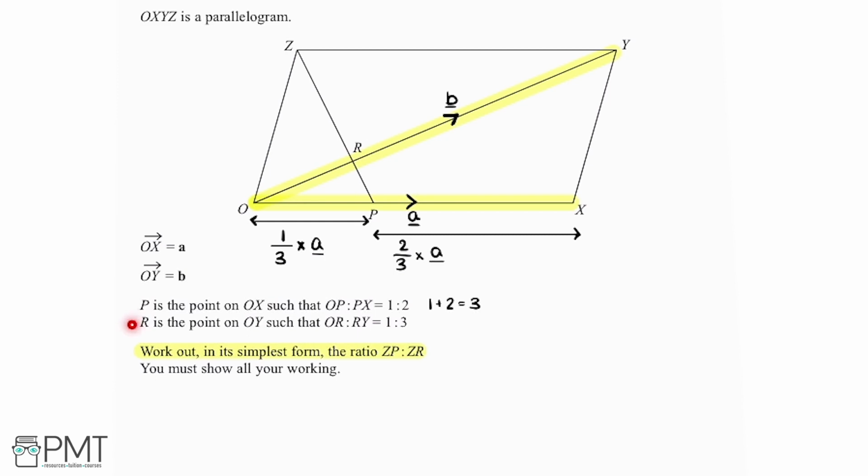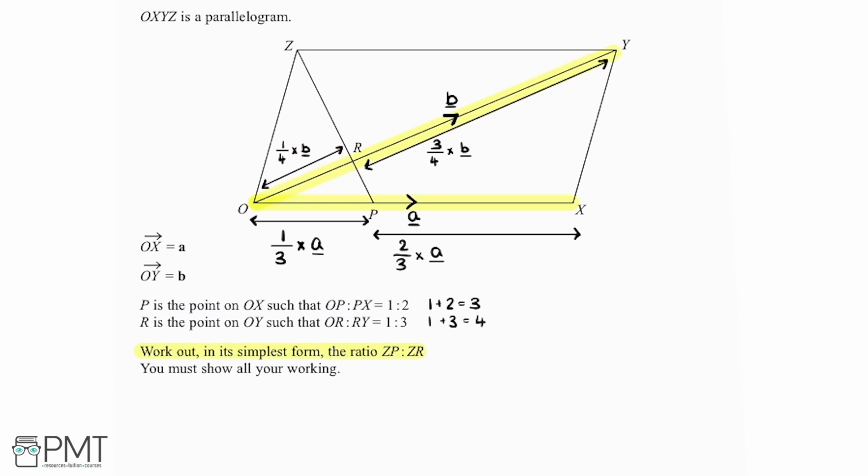Now let's do the same for the second line. So R is a point on O to Y, such that OR to RY is in the ratio 1 to 3. So again, adding that up to get the total, what we're out of is going to be 1 plus 3, which is 4. So O to R, that's going to be 1 out of 4, multiplied by what we got in total, the vector B. So a quarter of the vector B is this portion here. So now, taking a look at R to Y, the rest of it, that's going to be 3 out of 4, multiplied by the vector B.